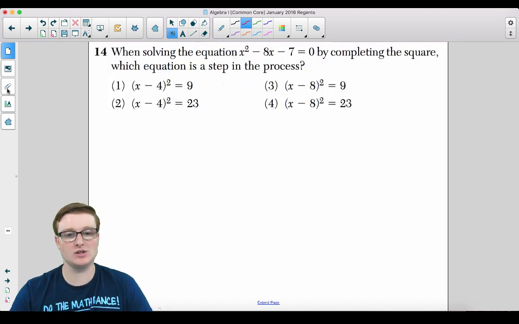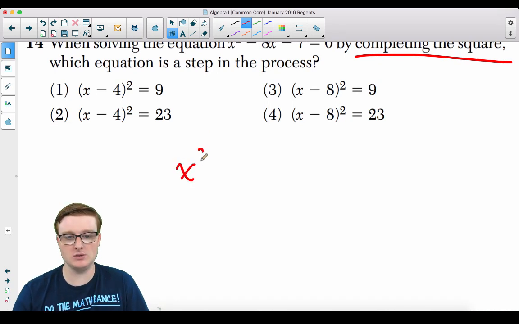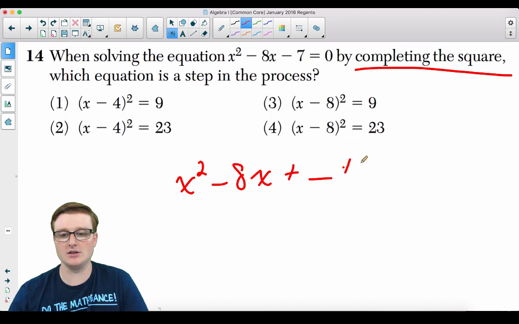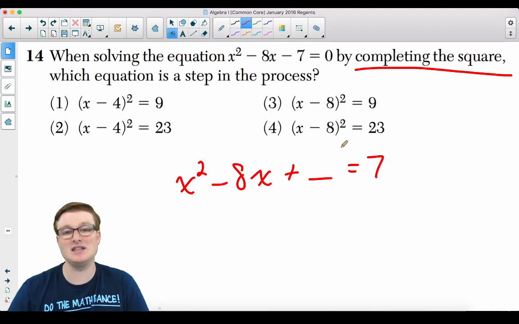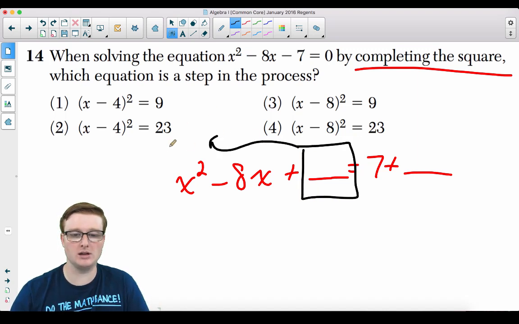Okay, moving on to question 14. When solving the equation x squared minus 8x minus 7 equals 0 by completing the square, which equation is a step in the process? To complete the square, remember that you need to keep your letters on one side, numbers on the other side, and you need to input a value in the equation to force this to be a perfect square trinomial. In order to find what's in this space, you have to apply the formula.